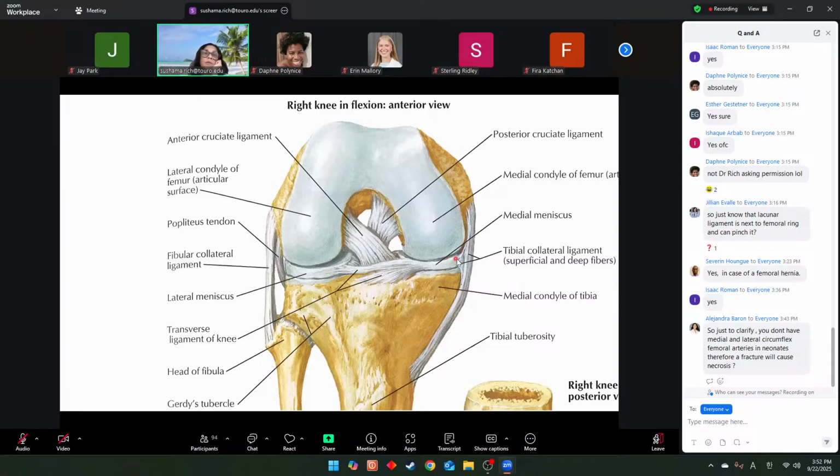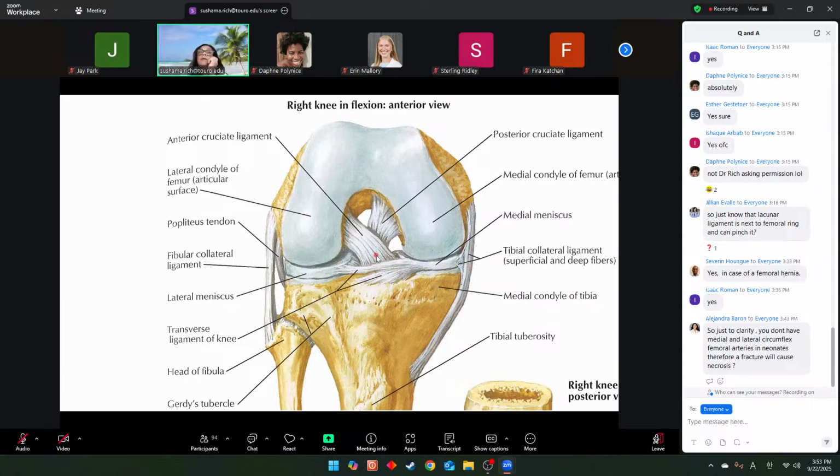This is a problem. If the medial meniscus tears, the tibial collateral ligament can tear too. Not always, but it can. If the tibial collateral ligament tears, it can snap off a little piece of the medial meniscus. We don't have such a connection with the lateral collateral, so this connection is important for us to know.